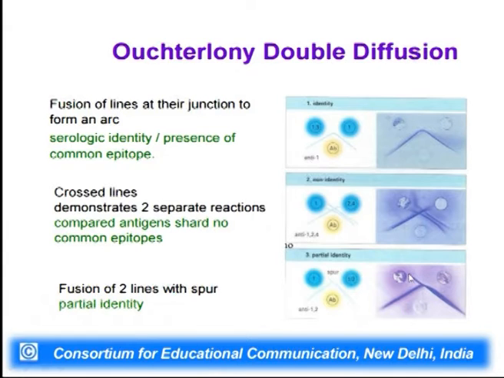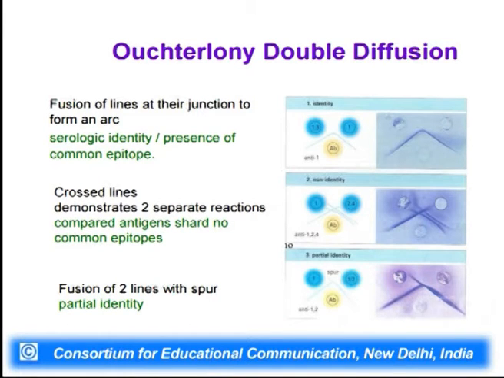But when I see that there is a spur formation, that means one line goes in excess and the other stops. This is called the zone or the line of partial identity. That means there is some part which is identifiable and the others are not.